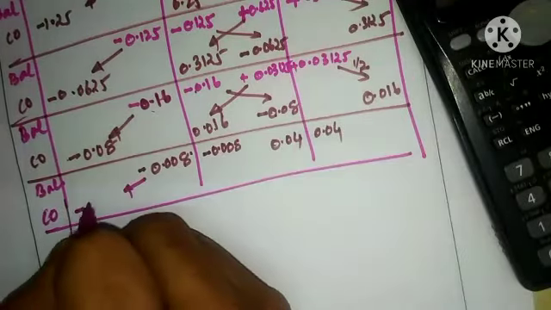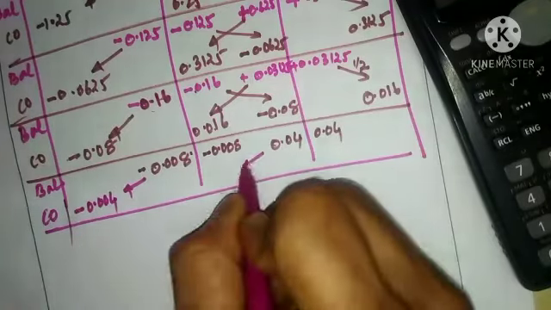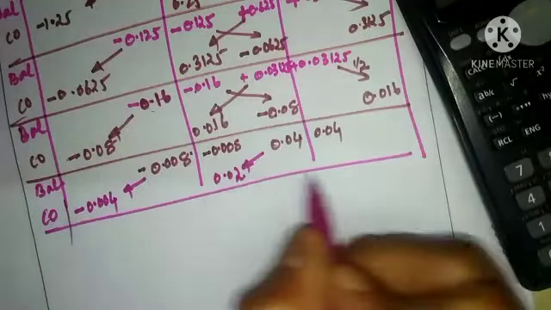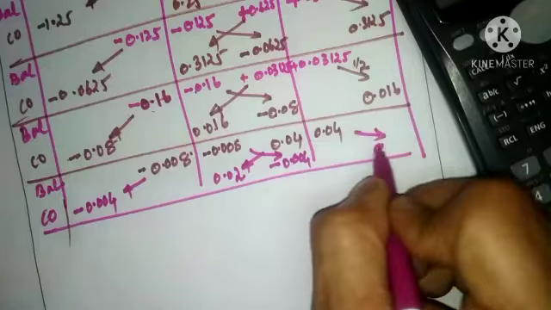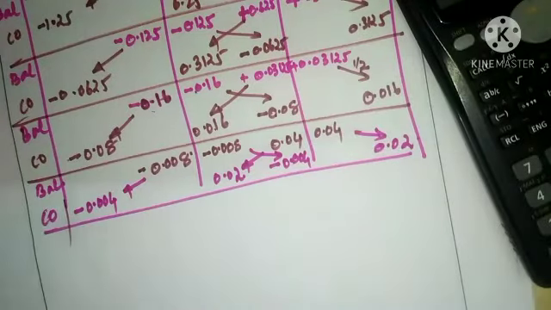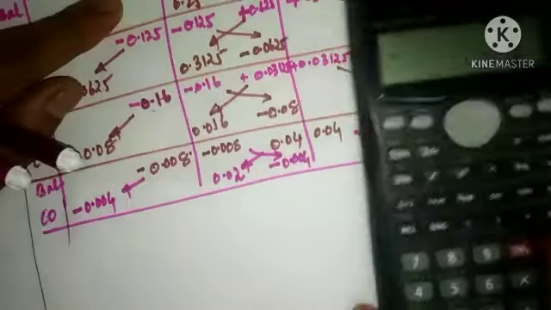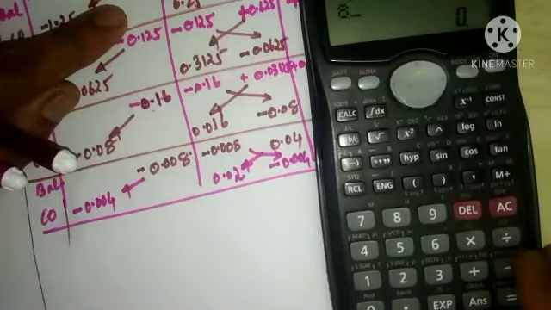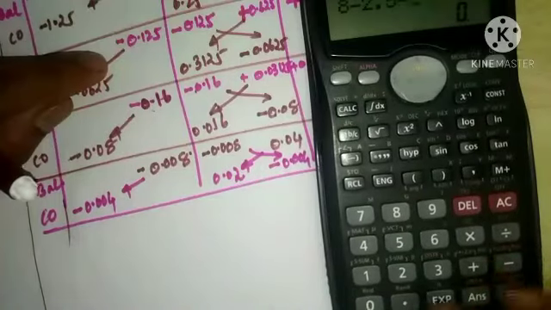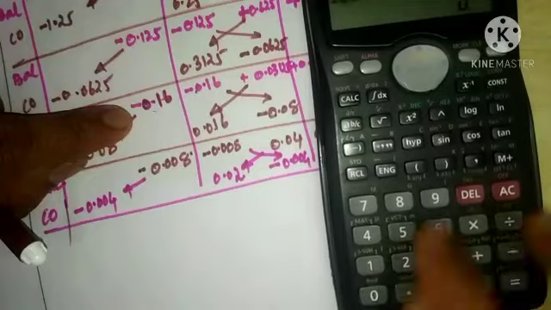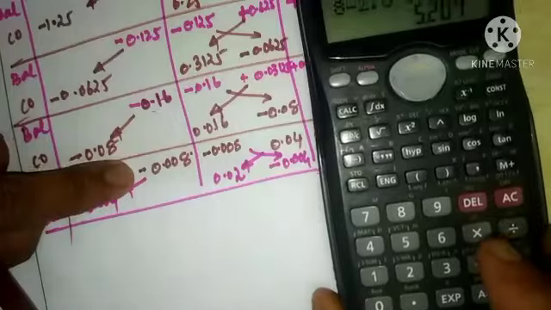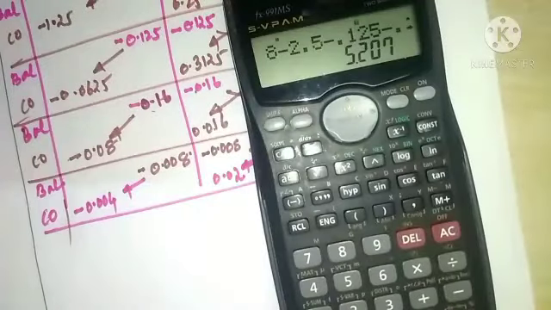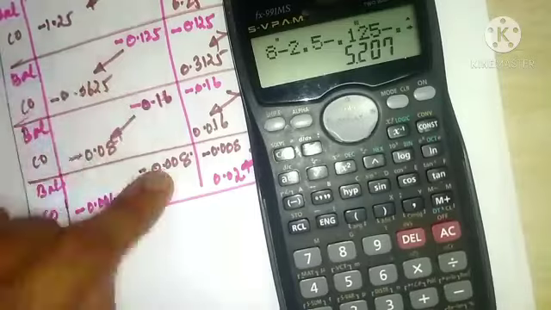So it will be minus 0.004, and here it is 0.02, and here it will be minus 0.004, and here it is 0.02. So this is the value that we have now. If we check the value here, we'll verify whether it comes out to be balancing. 8 minus 2.5 minus 0.125 minus 0.16 minus 0.008. So the value comes out as 5.207 at BA.